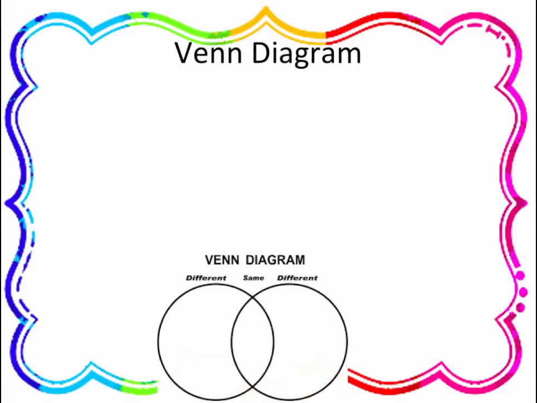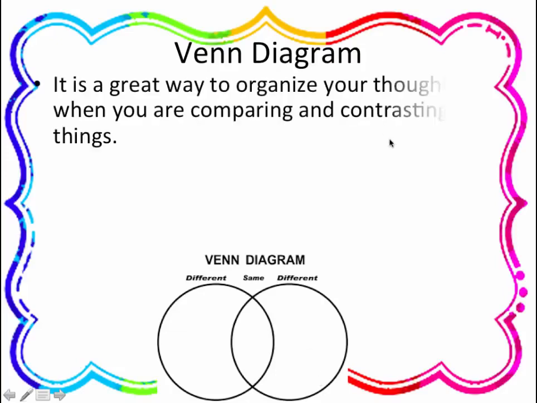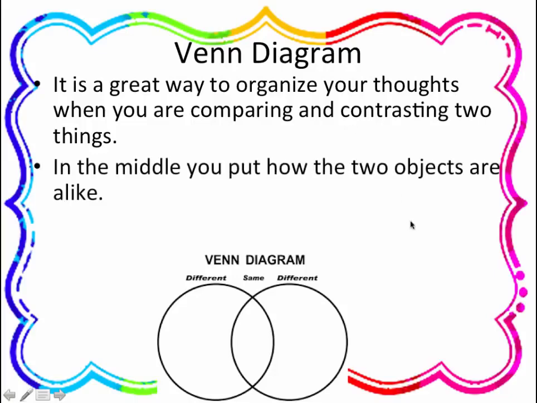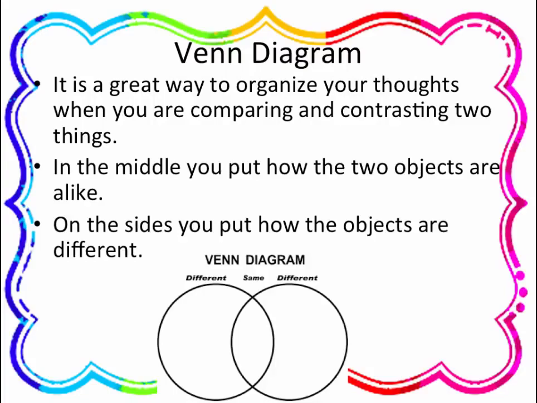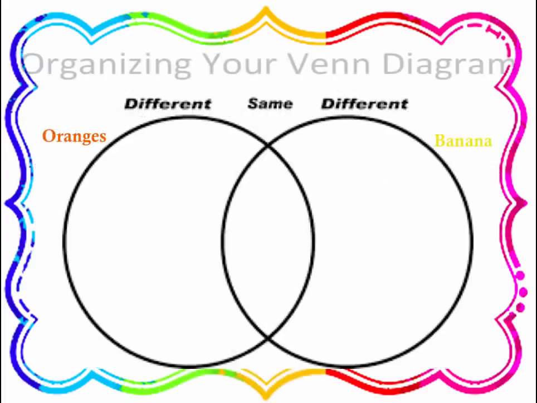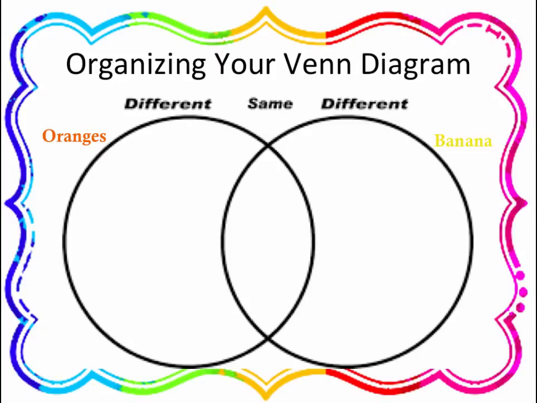Let's look at a Venn diagram. Here's a Venn diagram. It's two circles that overlap, and what's in the middle is the same, and what's on the outside is different. It's a great way to organize your thoughts when you're comparing and contrasting two things. In the middle, we put what's alike about the two objects. On the sides, you put how the objects are different. So let's try organizing your Venn diagram.